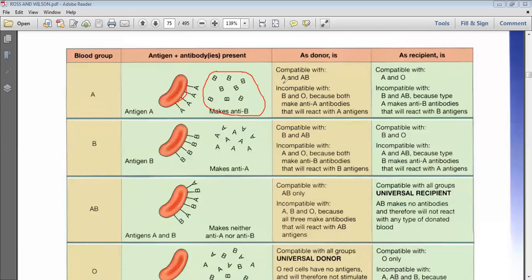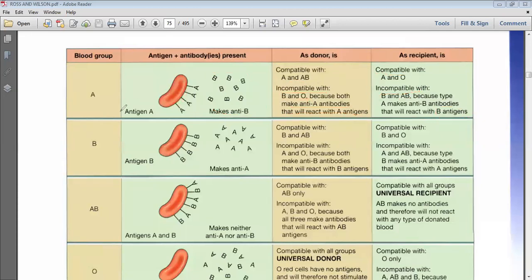So this blood group is compatible with the recipient blood groups A and AB, while it is incompatible with the B and O type of blood groups, because both make anti-A antibodies and that will react with the antigen A. As a recipient, it is compatible with A and O, and it is not compatible with B and AB, because the type A makes anti-B antibodies, and that will react with the B antigen. So this you must remember here.